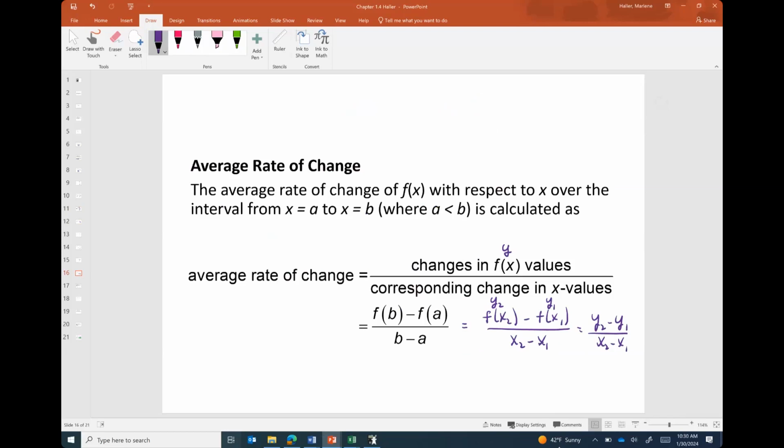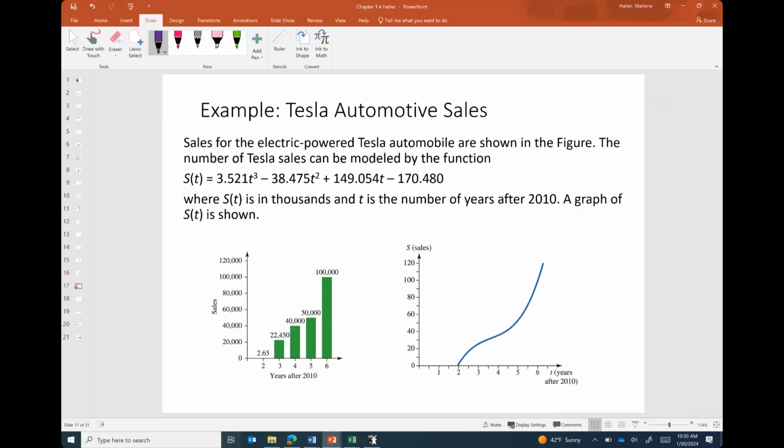All right, so let's take a look at an example here. Here we have some data that's showing Tesla automotive sales for the first 6 years after 2010. All right, so here we have a bar chart on the left. 2 years after 2010, or 2012, sales were 2.65. What are our units here? 2.65 thousands. So it's $2.65 thousand, all right? Year 3, year 4, year 5, all the way up to year 6, where it's $100,000 in sales, all right?